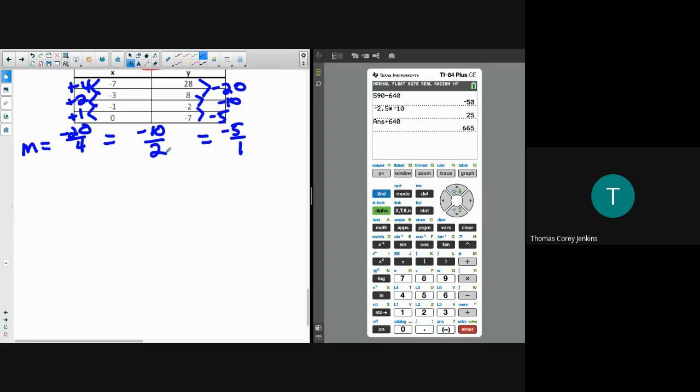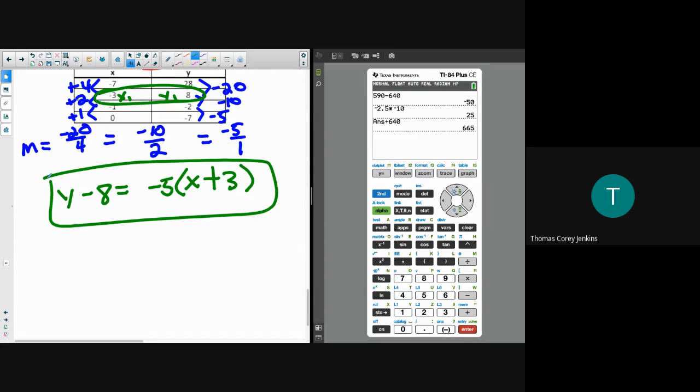Now, just to show you that it does not matter which point I use, let's pick a random one in the middle. Let's say that one. So x1 is negative 3, y1 is 8. My point slope equation using those would be y minus 8 equals m, which is negative 5, times the quantity x minus negative 3, so x plus 3. That's a point slope equation.